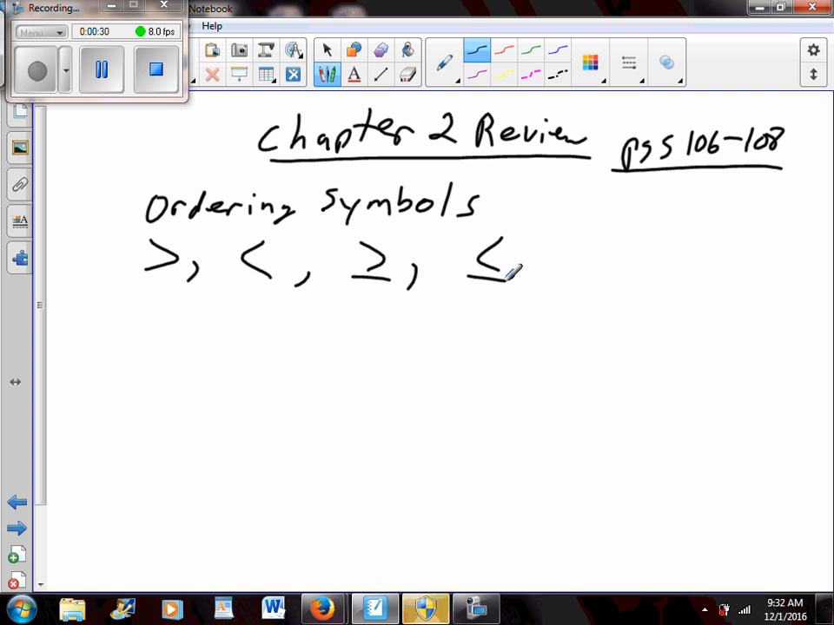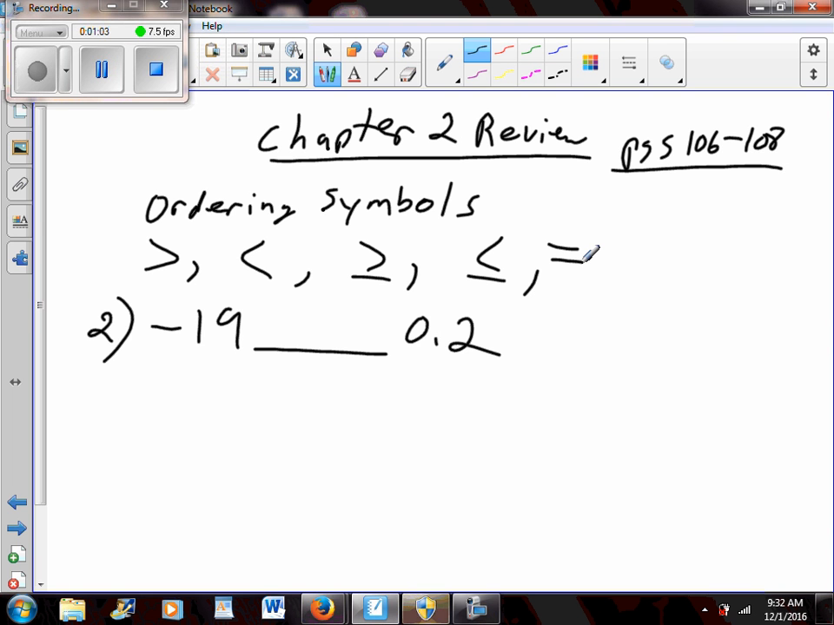So one of the things that you'll have to do on the exam is analogous to what you had to do in the test. So here's a problem. Negative 19, going to be an open space here for you to fill in the blank. Then 0.2. You need to insert an ordering symbol to indicate which one is greater, less than, or perhaps even equal to. All right? So which one is greater, which one is lesser? Negative 19 is what? It is less. It's less than, so we insert that symbol.